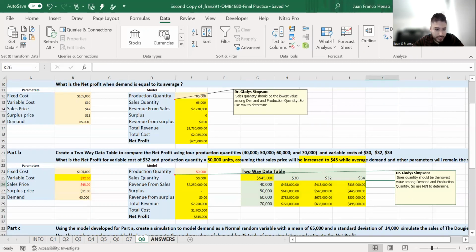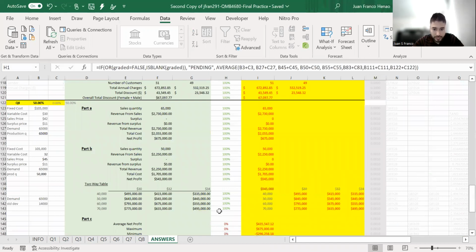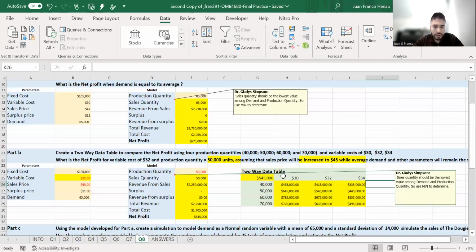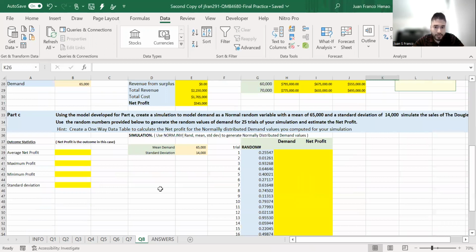And let's look at our data table. Yep, we have 100% now for the data table. So it is right. Good. Lastly, for part C, let's read it.